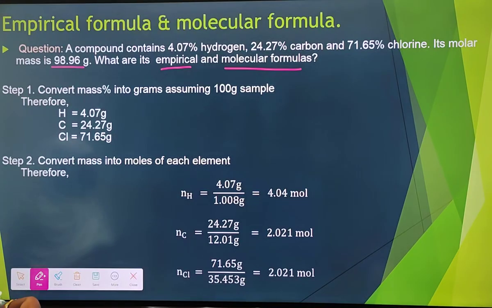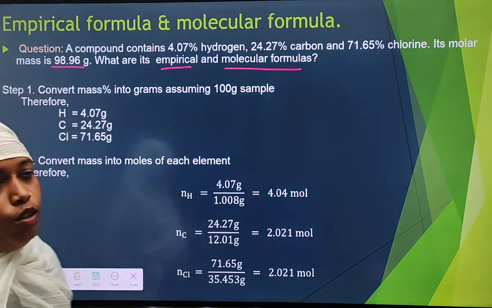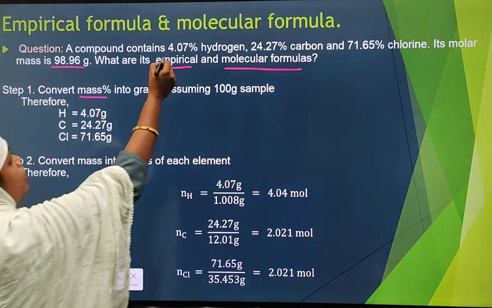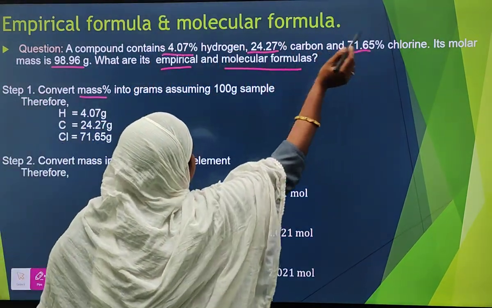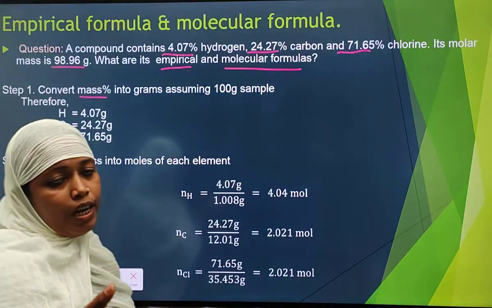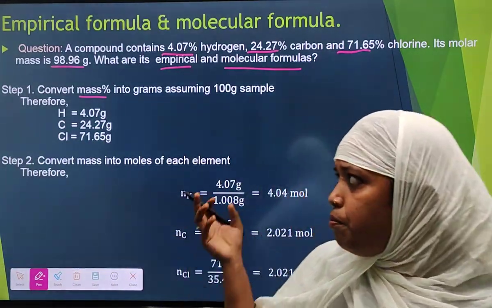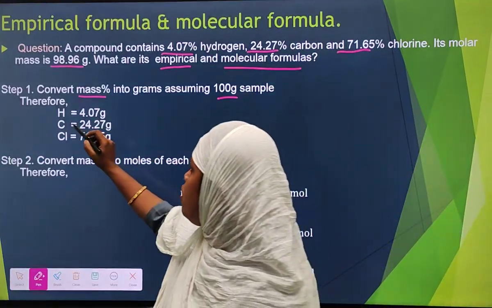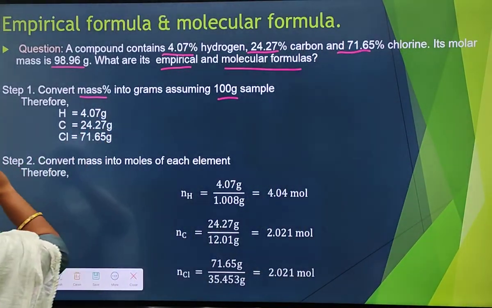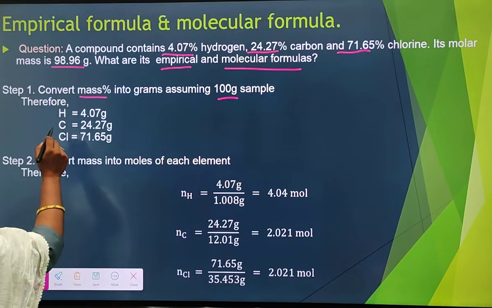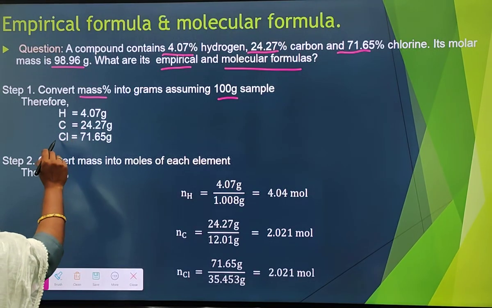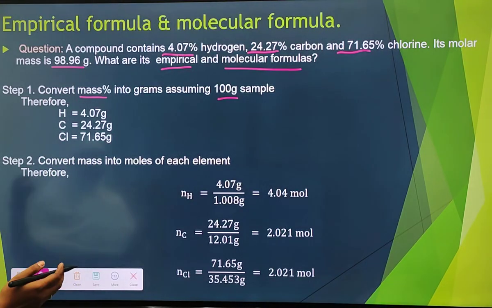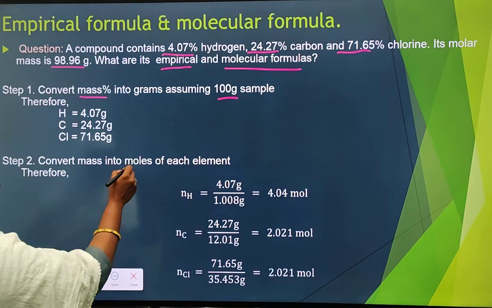Now this is a stepwise problem. We have to go through 5 steps. First, we have to convert all these mass percents into grams. So we assume that we have a sample of 100 grams, so the percentage will be converted into grams. So hydrogen is 4.07 grams, carbon is 24.27 grams, chlorine is 70.65 grams.